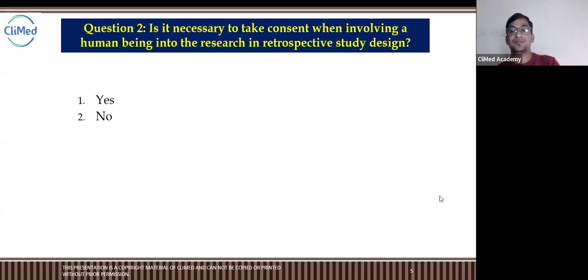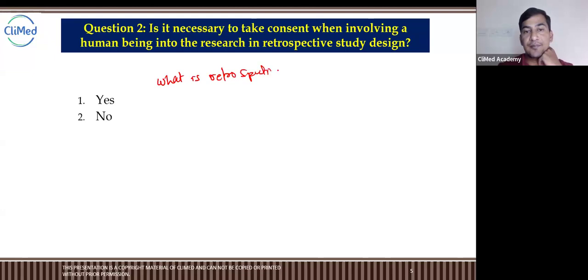Yes, guys, tell me. First of all, tell me, what is a retrospective study? Do you know about retrospective studies? History, before time, case report, backward study, conducting research on past events.